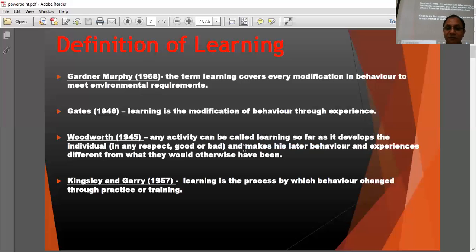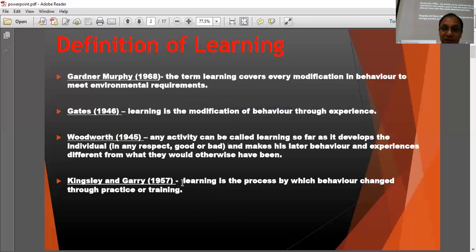So taking someone from point A to point B, the behavior at point B should be different from the behavior at point A. If this is the case, whether it is good or bad, that is learning. Another definition in 1946 came out as: learning is the modification of behavior through experience. So we have experience here, and in the 1945 definition, modification of behavior. They are continuing with the same idea: experiences, change in behavior.